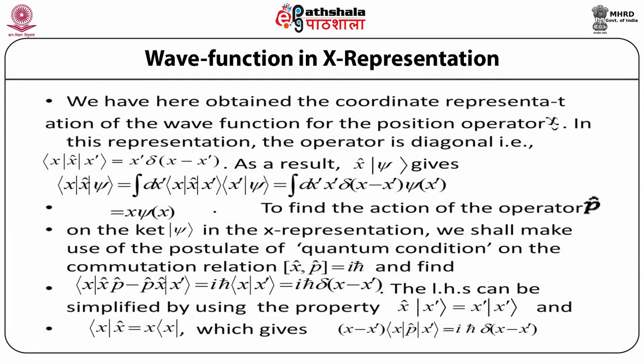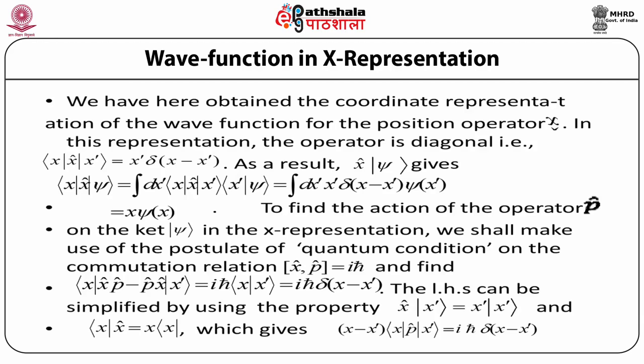Here we have obtained the coordinate representation of the wave function for the position operator x. In this representation, the operator is diagonal, that is, bra vector x operator x ket vector x prime is equal to x prime delta x minus x prime. So what this means is that for all matrix elements other than the diagonal elements, the matrix elements are all 0, and only the diagonal elements will have some values.